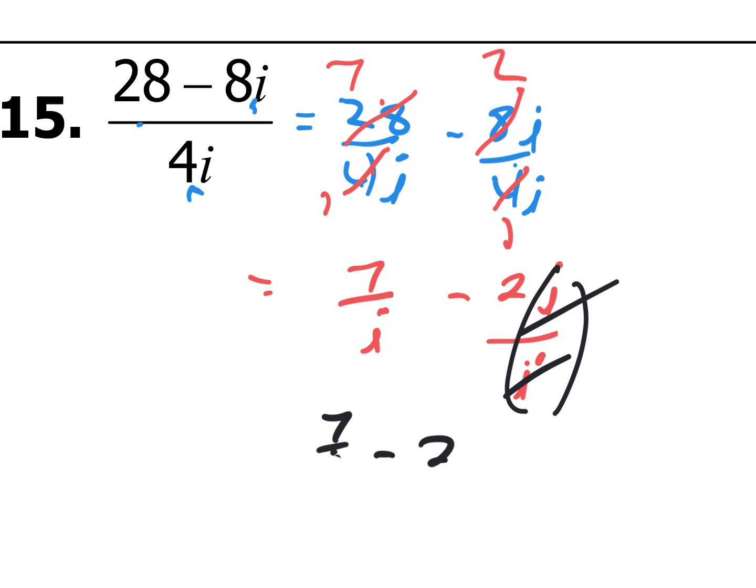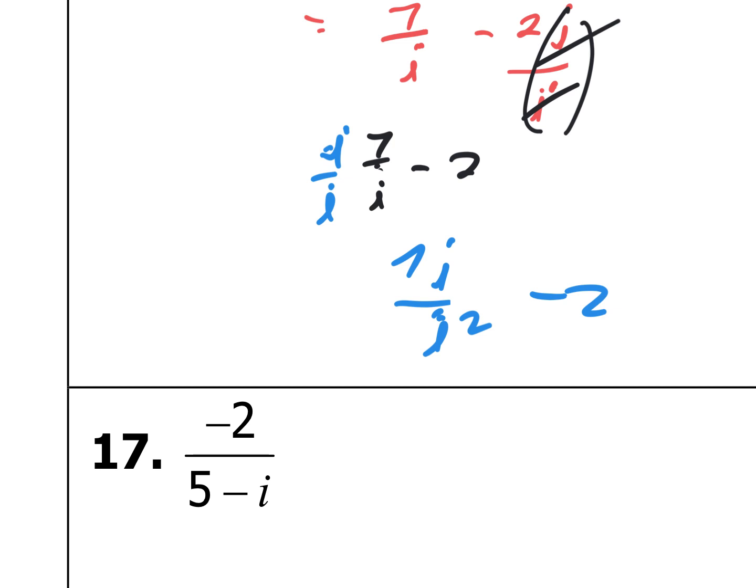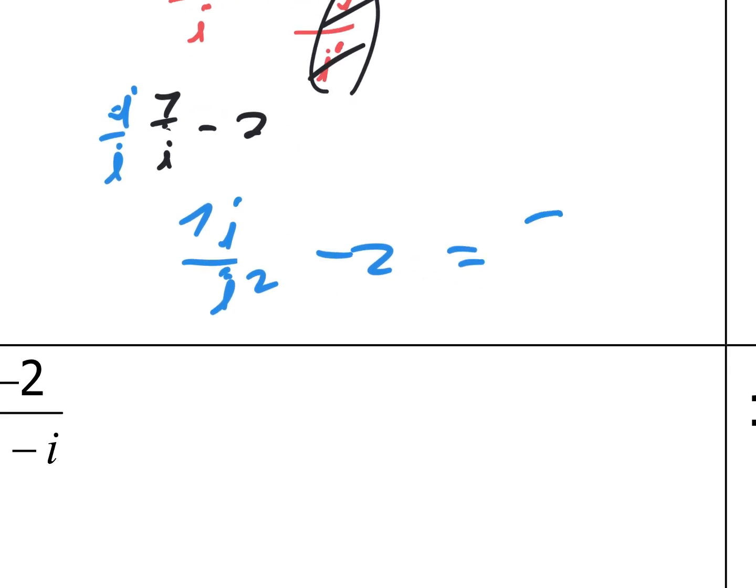Let me clean that up. 7 over i. You still have an issue over there. So you're going to have to take this side multiplied by i over i. That gives you 7i over i squared minus 2. But what is another name for i squared? -1. That gives me 7i over a negative 1 minus 2.